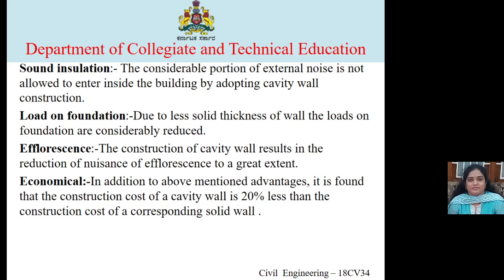So this completes the different types of walls. Here we studied the load bearing wall, partition wall and cavity wall. What are the different types? What are the different materials used for them? And what are the purposes and properties of these walls we have seen. So with this, module 2 is completed. Thank you.